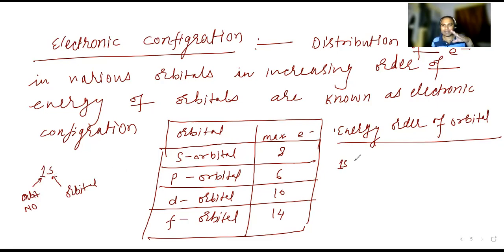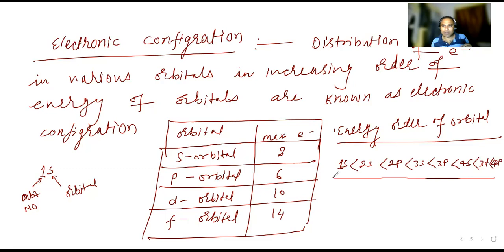So 1s is there. Then 2s, then 2p, then 3s, then 3p, then 4s, then 3d, then 4p. So these are in the increasing order of energy of orbitals.